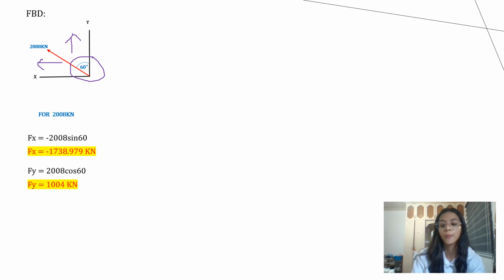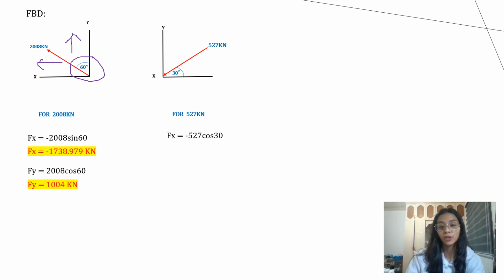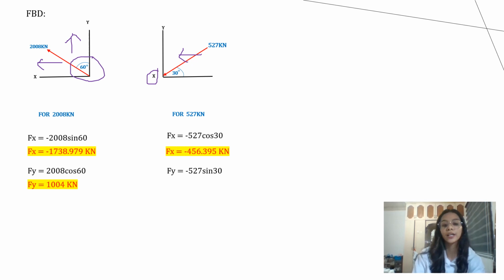1004 kN. And for the force 527 kN, our free body diagram has the line of action pointing downwards to the left with 30 degrees, our Fx is negative 527 cosine 30. It is cosine since it's on the side of the x-axis, and it is negative because the line of action is pointing to the left. So our answer is negative 456.395 kN.